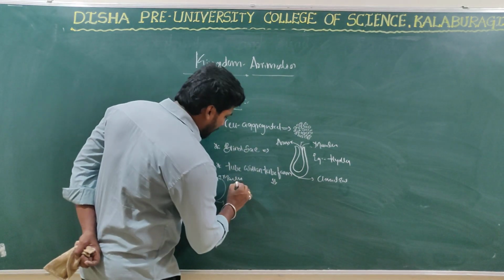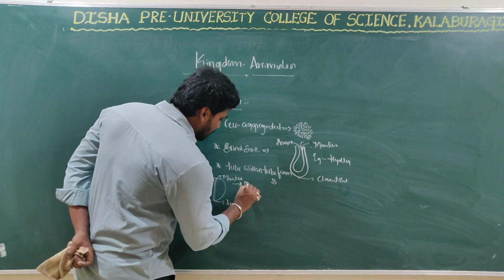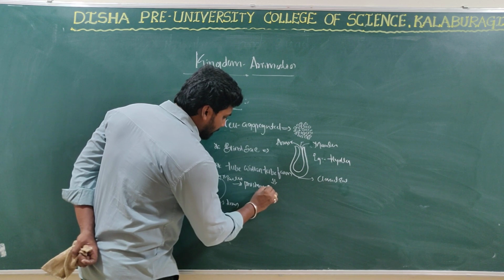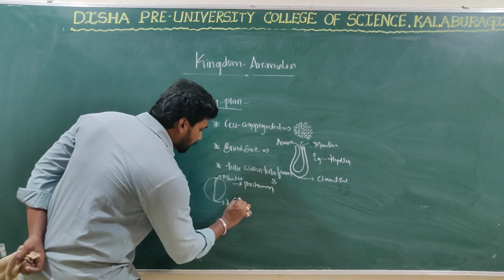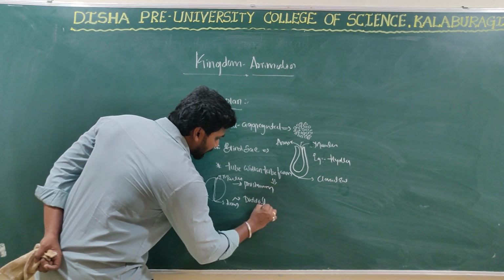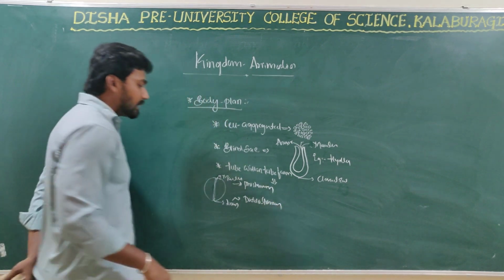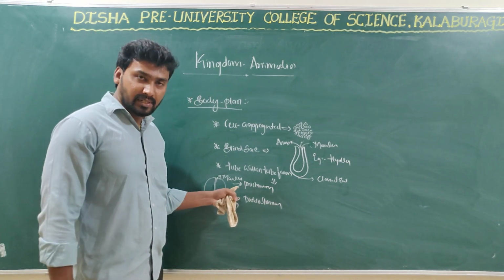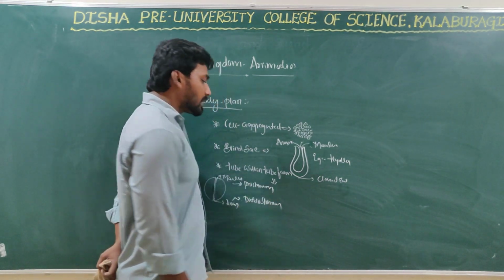If the mouth is formed first, that is said to be prostomium. If the anus is formed first, that is said to be deuterostomium. This is seen during the early developmental stage. So, tube within tube form.